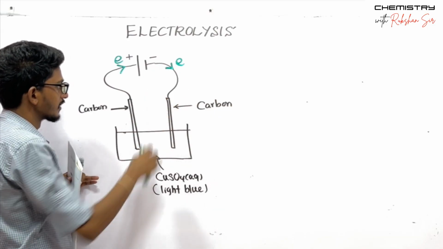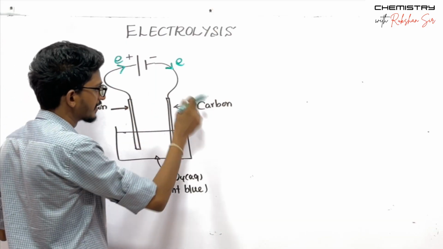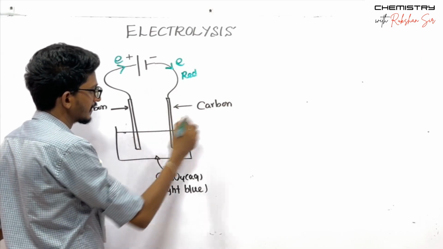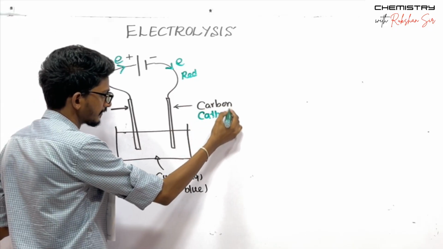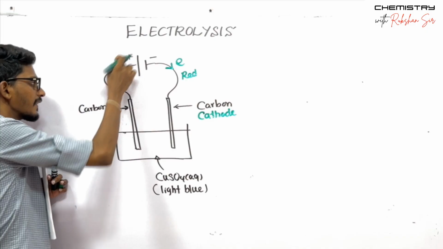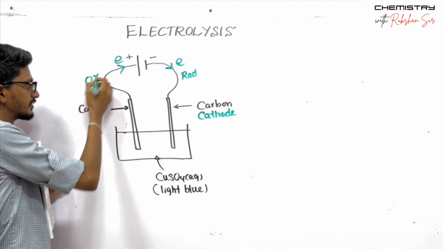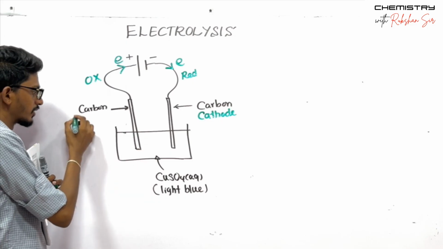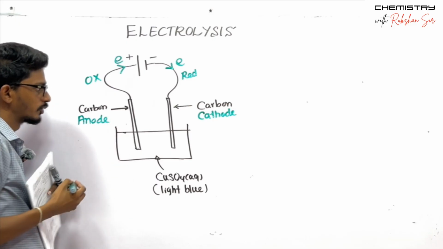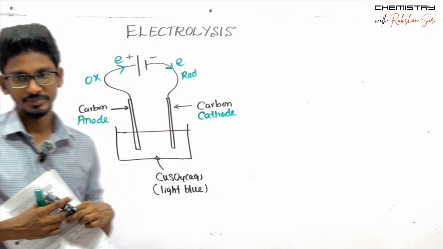So this is going to be the terminal where the reduction occurs. Towards this terminal, electrons are coming. Electrons are gained by this terminal. So this is the terminal where the reduction occurs. That is referred to as the cathode. Cathode is the terminal where the reduction occurs. This is the terminal where the electrons are going out. Electrons are released. That is referred to as oxidation. So oxidation occurs at the anode. Anode is the terminal where the oxidation occurs. This is the anode. This is how we label the two terminals of an electrolysis process.